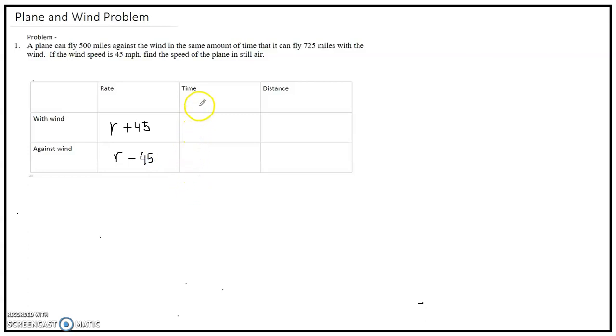The time it takes in both scenarios is the same time, so we'll just have t for time. The distance it covers for the same amount of time when the wind is helping the plane is 725 miles. And when the wind is opposing, the plane only covers 500 miles.